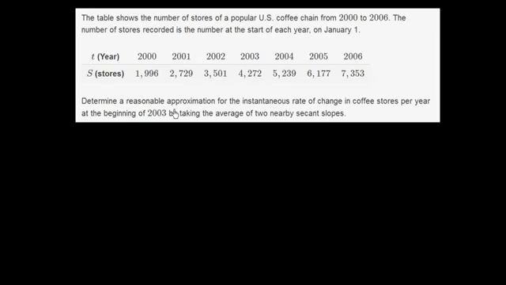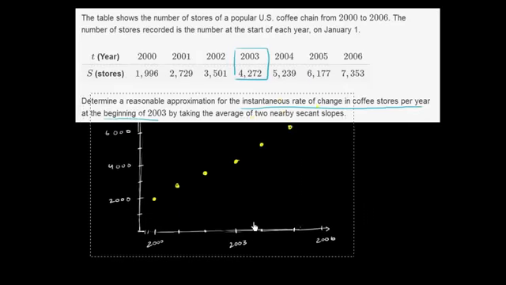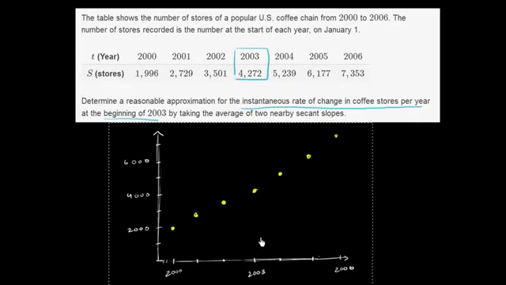Determine a reasonable approximation for the instantaneous rate of change in coffee stores per year at the beginning of 2003. So we care about 2003, by taking the average of two nearby secant slopes. So let's visualize this. So this right over here, I've plotted all of the points.